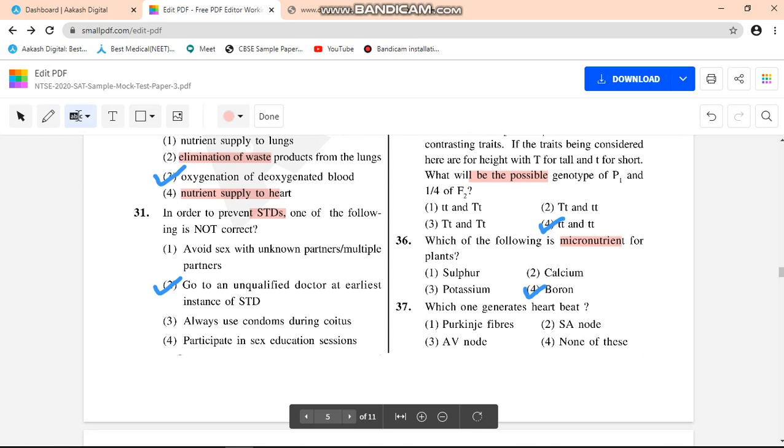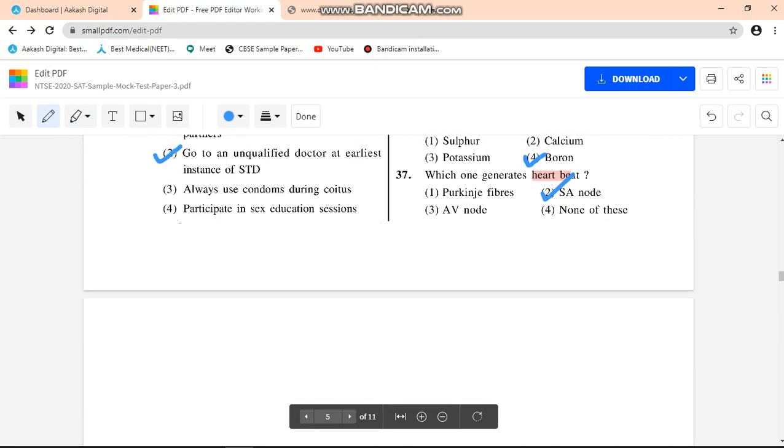And our next question, number 35, is: which one generates the heartbeat? Which option is correct? Option number 2 is correct, the SA node. This generates the heartbeat in human beings.